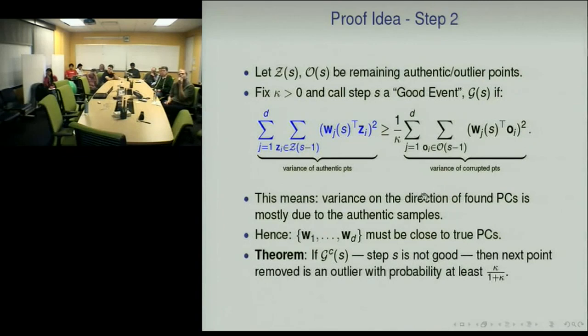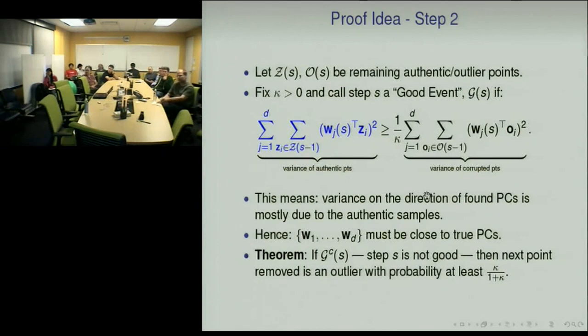So in every step where we do the random removal, two things can happen. Either the step is not good, so some corrupted points contribute a lot to the variance, and in that case we are going to eliminate points with probability proportional to the variance. So, this is some detail, but we're going to have one less outlier with probability 1 over kappa. So there's a small but bounded away from 0 probability to get one outlier less.